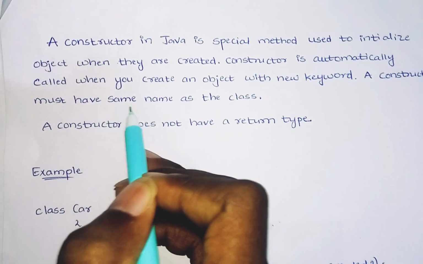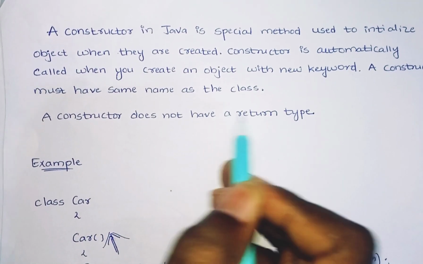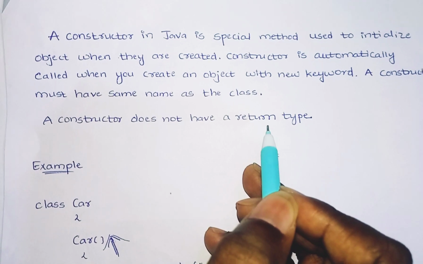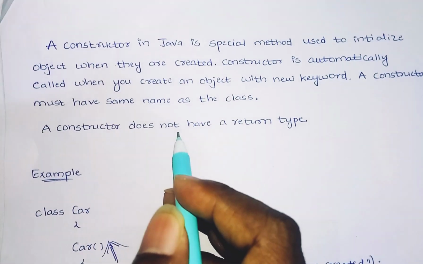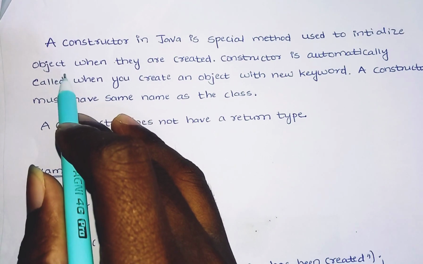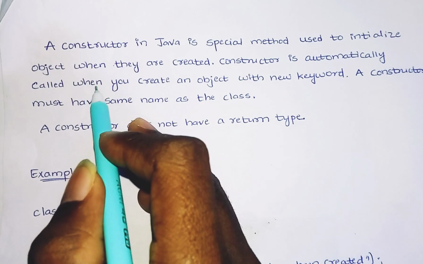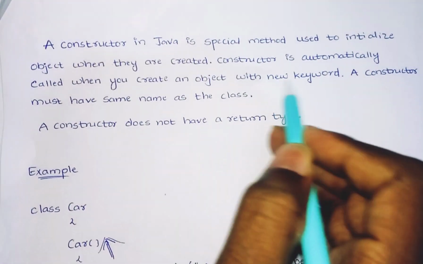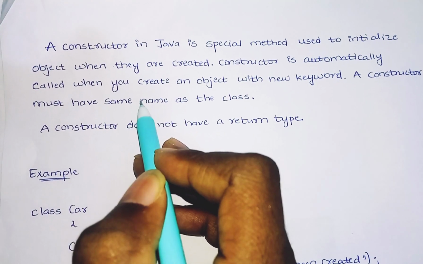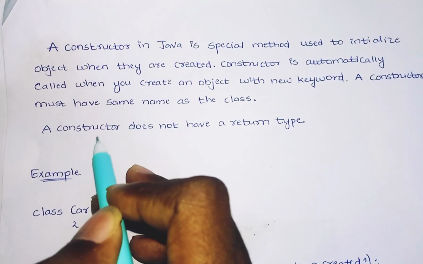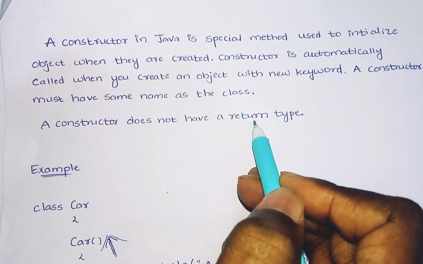A constructor must have the same name as the class name, and a constructor does not have a return type, not even void. So what it says is, a constructor is a special method that is used to initialize an object when it is created, and it is automatically called when you create an object using the new keyword. A constructor has the same name as the class name, and it does not have a return type, not even void.